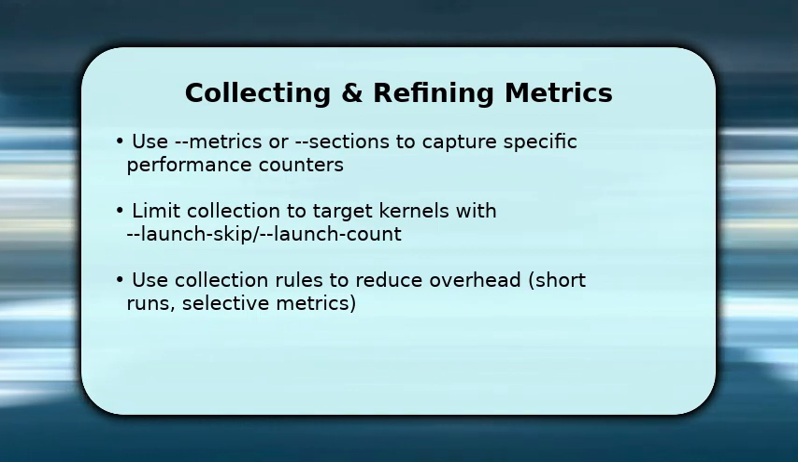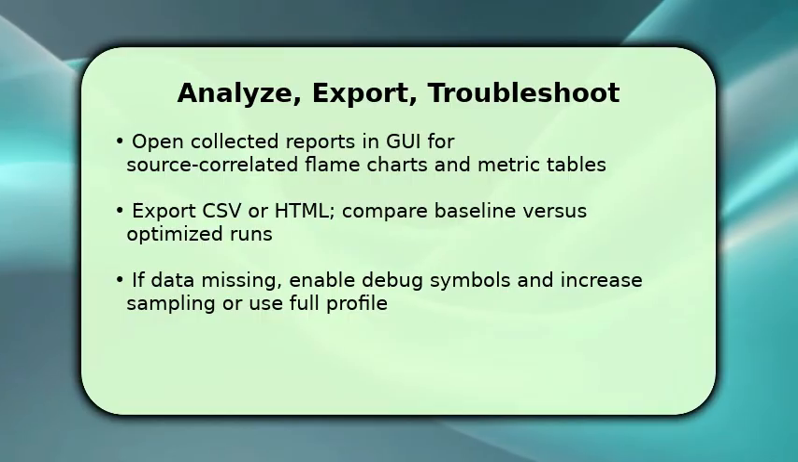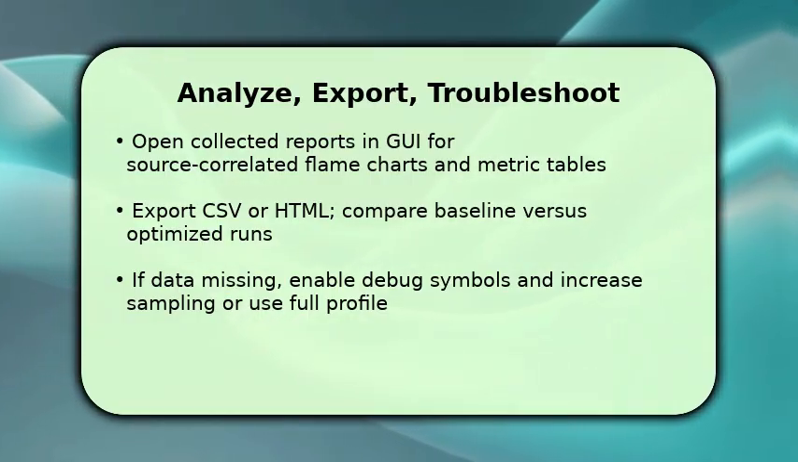You finish by opening the report in the GUI to correlate source lines with kernel metrics, inspect timeline and source-correlated roofline views, and export CSV or HTML for side-by-side comparison.